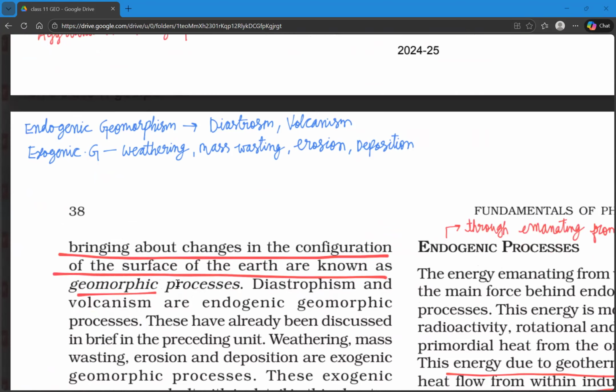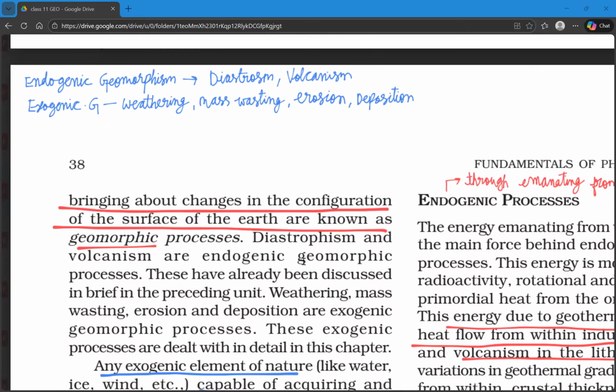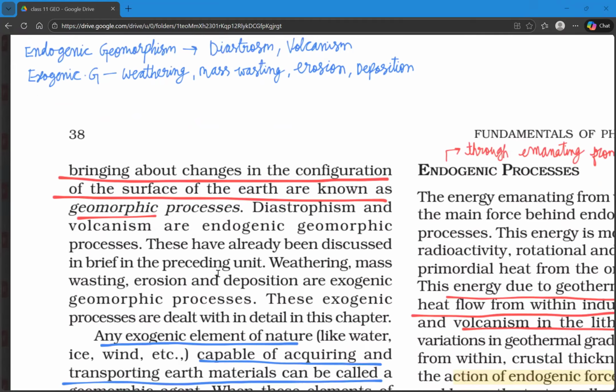Diastrophism and volcanism are endogenic geomorphic processes. So what are the endogenic geomorphic processes? These are diastrophism and volcanism. These have already been discussed in brief in the preceding unit.